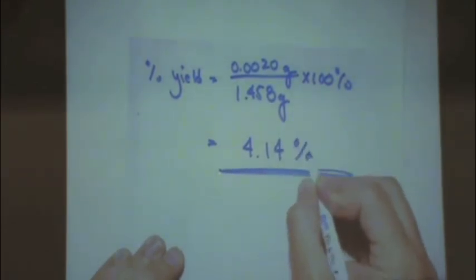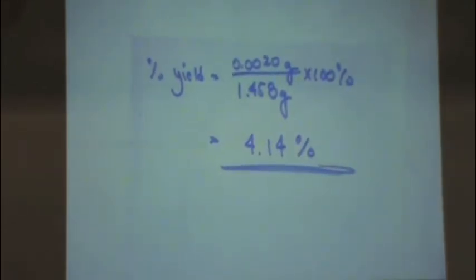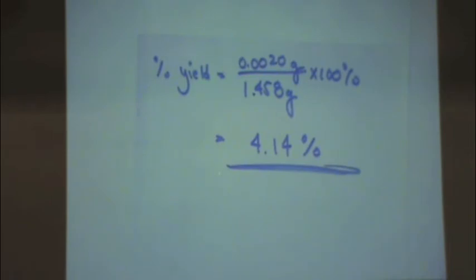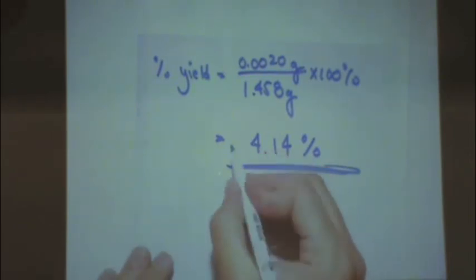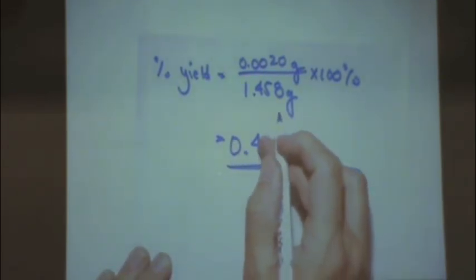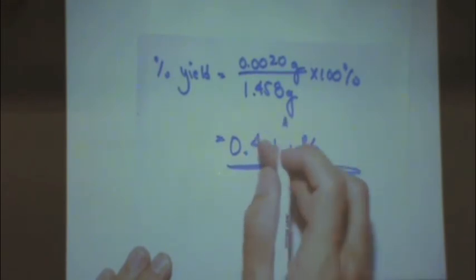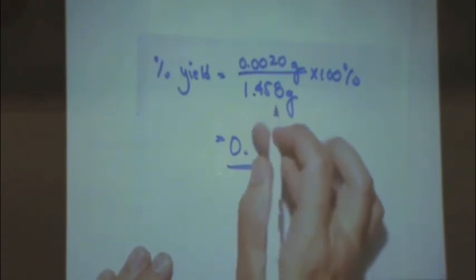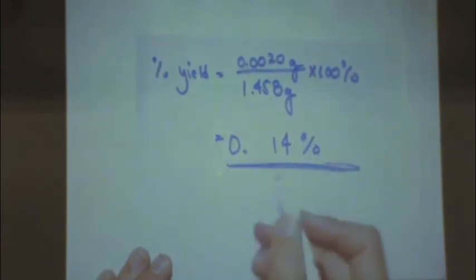4.14. So a high school student must have done this. It's such a terrible percentage. 0.14. Oh, even worse. A junior high student. Did we say 1.4? Okay. An elementary school student.